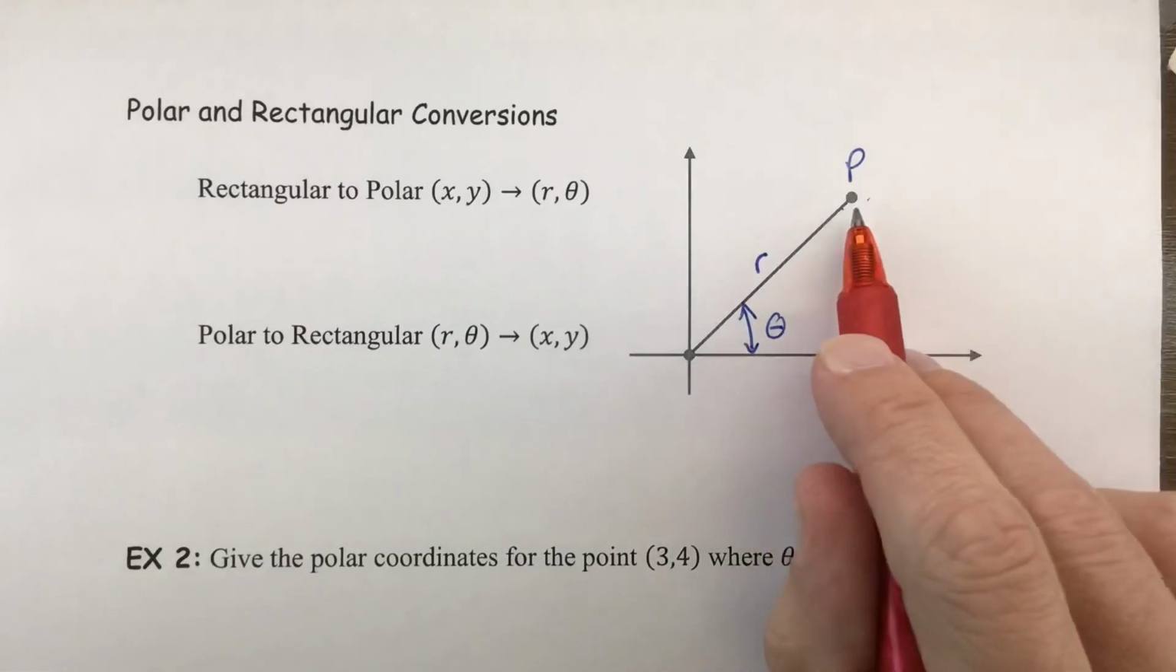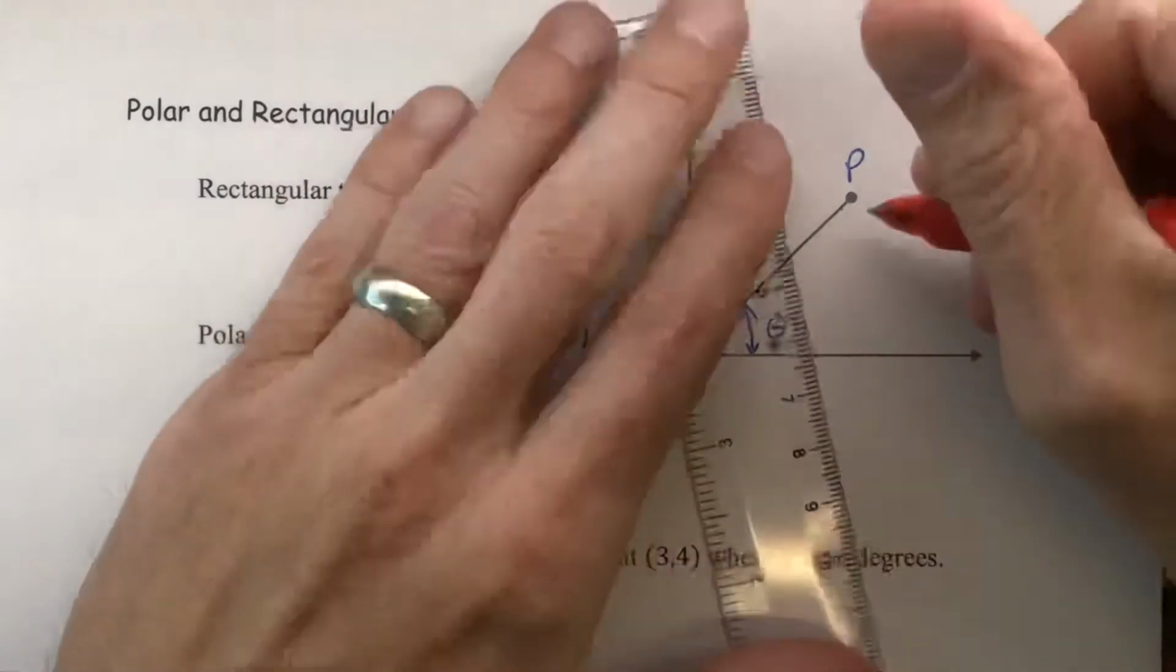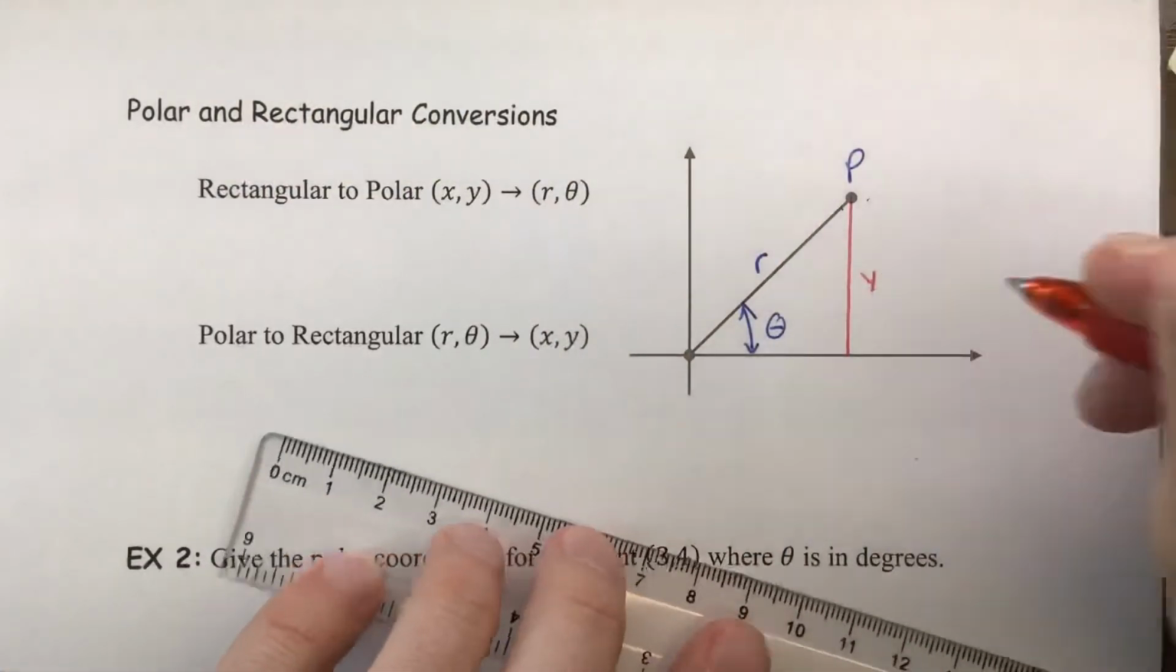All right, so what about the rectangular coordinates, the ones you've been using forever? Okay, to get out to point P, what you would need to do is move from the origin out to the right and then up. Okay, so what I'm going to do is draw these extra lines. Okay, that would be a y direction, a y amount.